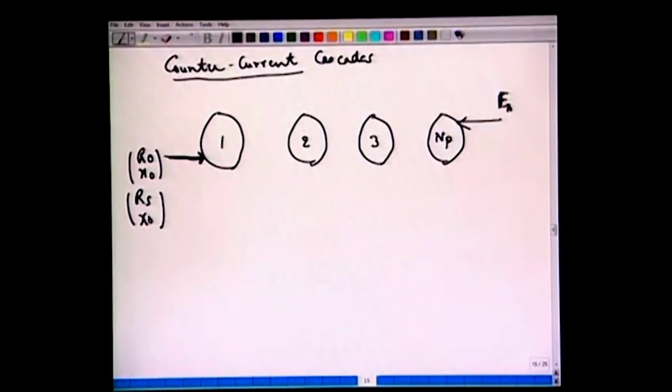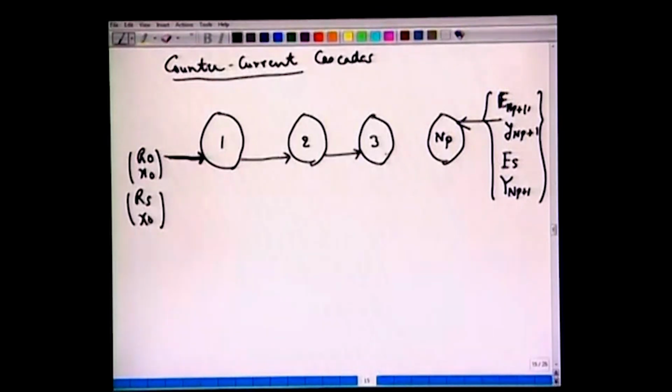This will have a suffix E NP plus 1, and this will have the composition say Y NP plus 1. If we work on solute-free basis, this has a flow rate of ES, and we can say it is a capital Y NP plus 1. So, we have the streams like this, and we are following the same nomenclature. That means, here we can write ES will remain the same as what enters here, and we can use capital Y1.